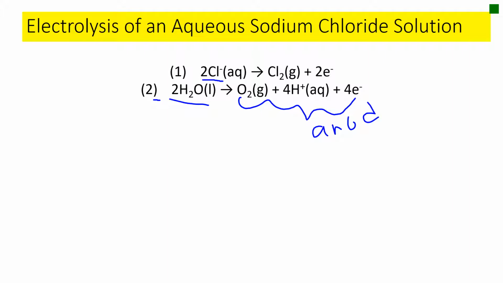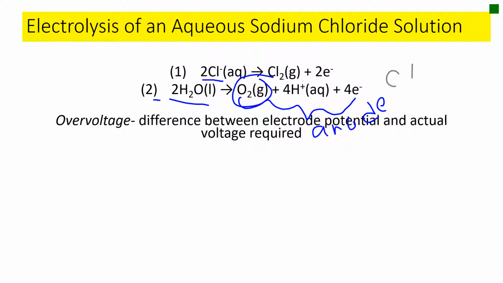But if we were to do an experiment, we find that the gas liberated at the anode is, instead of O2, actually Cl2. So Cl2 would be the end result, when by the numbers it would be O2. So there must be a problem with that. The problem involved is overvoltage. Overvoltage is the difference between the electrode potentials and the actual voltage that is required in this process. Because the overvoltage of O2 gas is too high, it makes sense that Cl2 is formed at the anode instead.